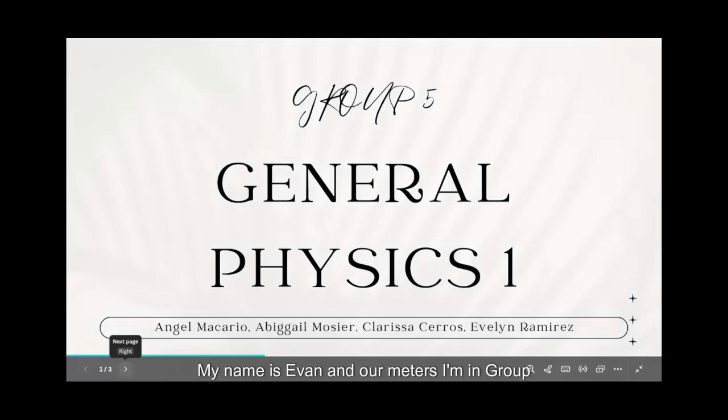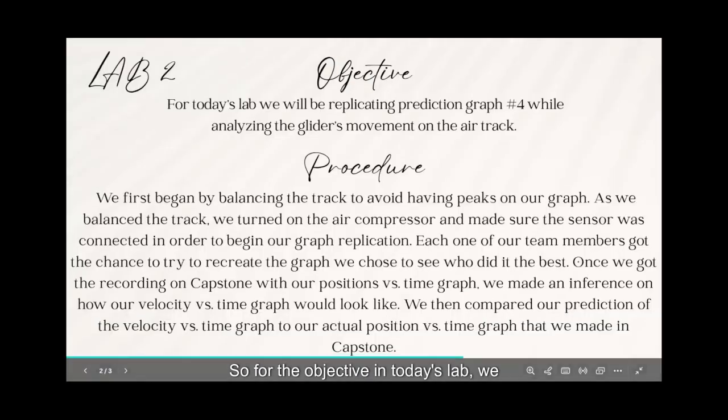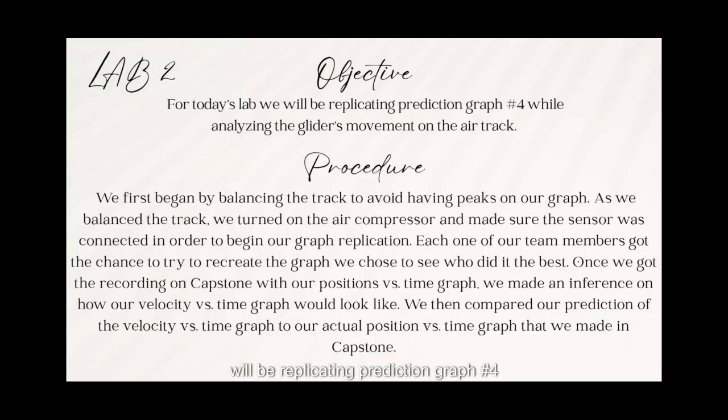This is Evelyn Ramirez. I'm in Group 5 for the General Physics 1 lab, and my teammates are Angel Macario, Abigail Mosier, and Clarissa Ceros. So for the objective, in today's lab, we will be replicating prediction graph number 4 while analyzing the glider's movement on the air.